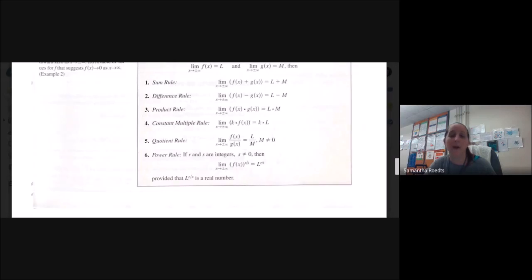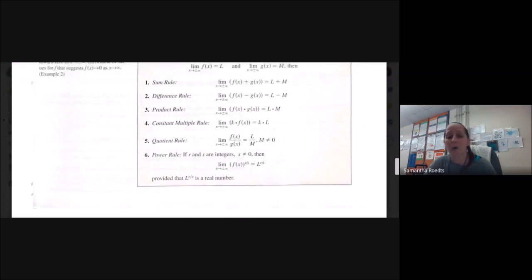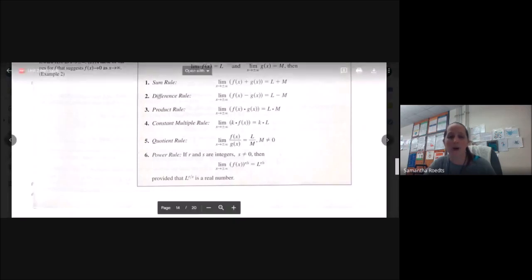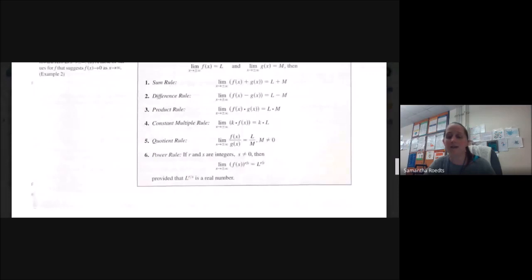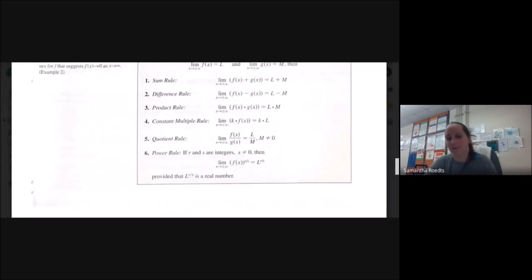Again, can't divide by 0. Bad things happen in the universe when you divide by 0, so don't do it. Power rule: if r and s are integers, s does not equal 0, then the limit of f of x raised to the r over s power equals that limit raised to the r divided by s power, provided that L raised to the r divided by s is an actual real number. Because if it's not a real number, then it doesn't matter.